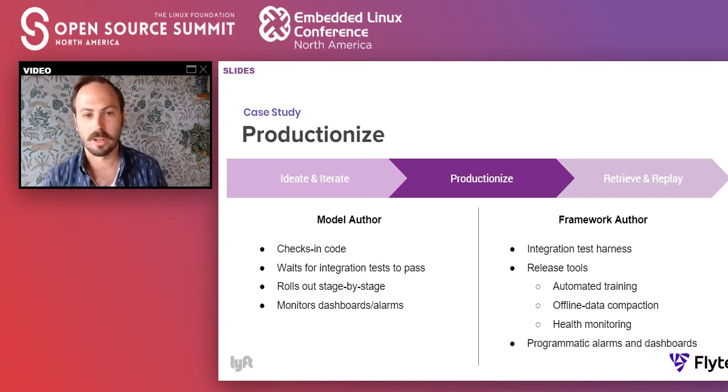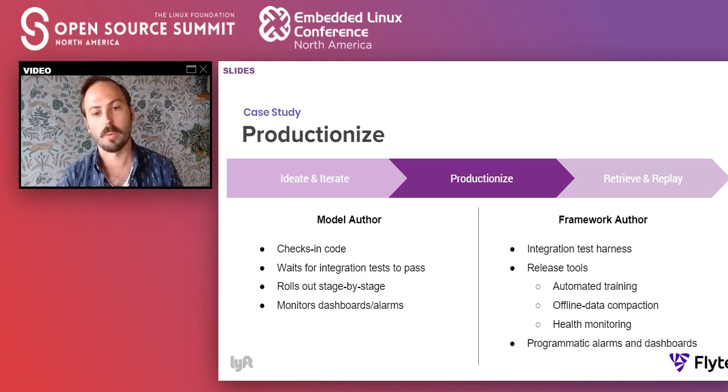So now moving into the productionization phase, again, the model author is going to check in the code. They want to wait for some integration tests to pass. So again, we might look at past data, bring that into a large offline process, look at the health report that comes out of it and ensure that it's asserted against some things. And then they'll roll out stage by stage, perhaps going into staging, canary, and then production, and have the ability to monitor those things. And thanks to Flyte, we get a lot of that for free. And again, it's just the framework author pulling together these things through the SDK and API to make it possible.